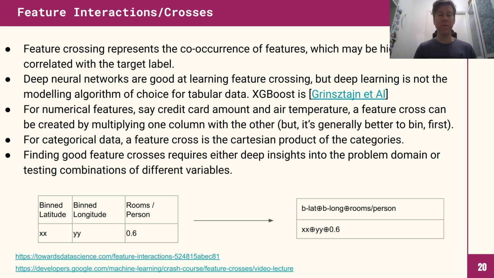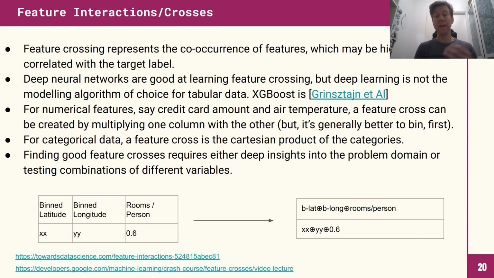Feature crossing has gone out of fashion quite a bit recently because deep neural networks are very good at learning feature crossing, and feature crossing is something that's manual. It requires deep insights in the problem domain. You have to do a lot of testing of feature combinations to get there. There are new frameworks which will help you do it automatically. But the reason why we're introducing feature crossing here is because most of the modeling that we do in tabular data is not neural networks, deep neural networks today.